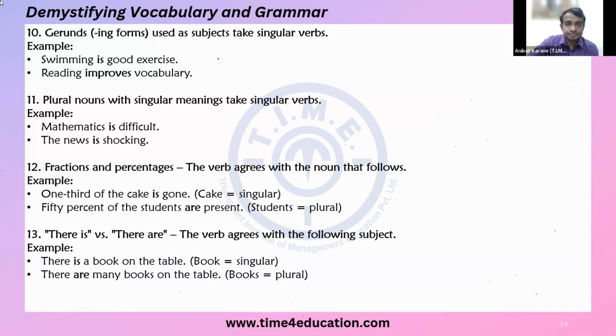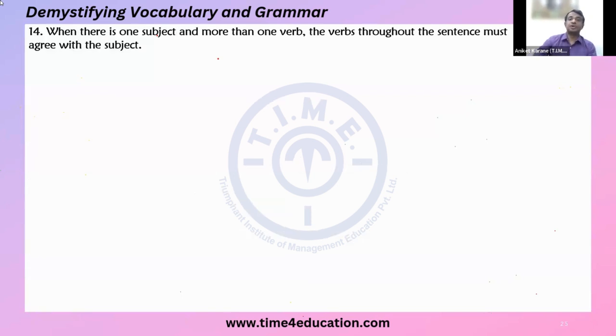Any doubts here? Okay, let's move ahead to the 14th rule. When there is one subject and more than one verb, the verb throughout the sentence must agree with the subject. So all the verbs in the sentence must agree with that subject. You can't just agree it at one point and then leave it. That will not work. You have to agree it for every verb that is used.